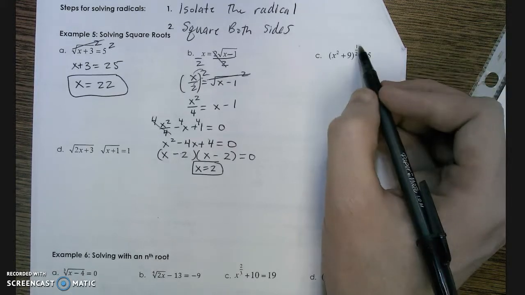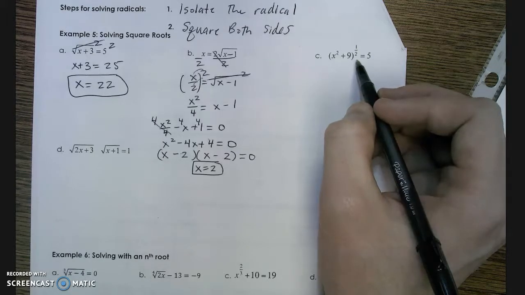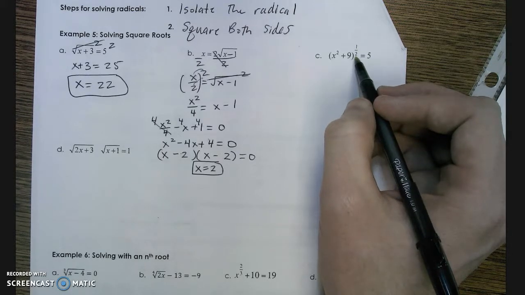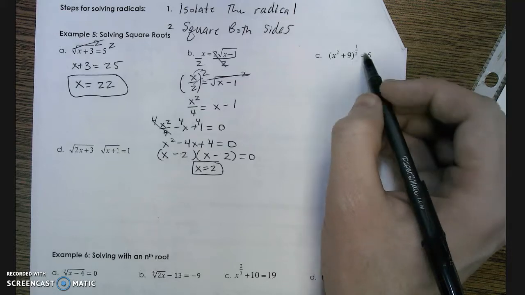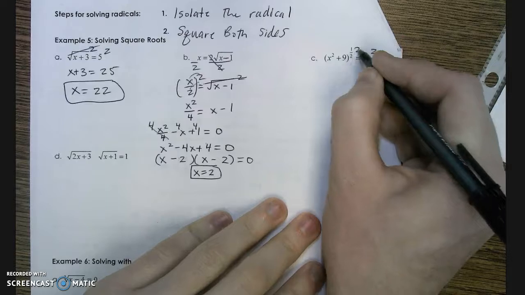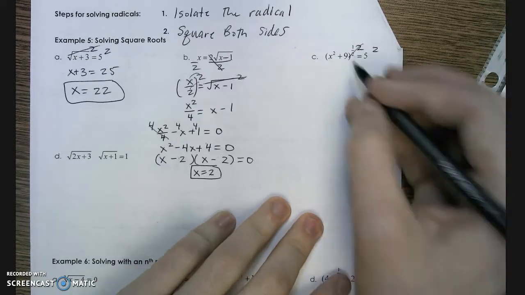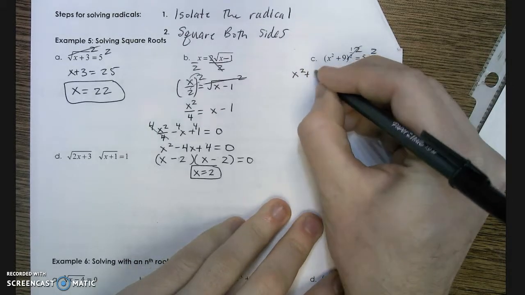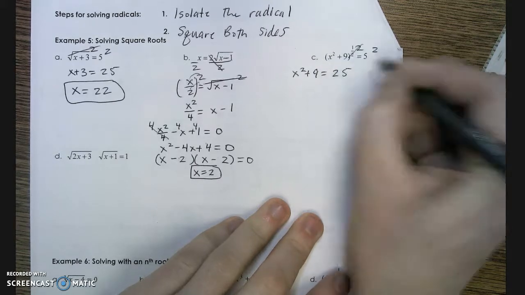Another way to think of it is to get rid of the 1/2, you want to raise the exponent to the reciprocal, or multiply the exponent by the reciprocal, which is 2. So it's the same thing as squaring. So 2 cancels your 1/2, and you're left with x squared plus 9 equals 25.